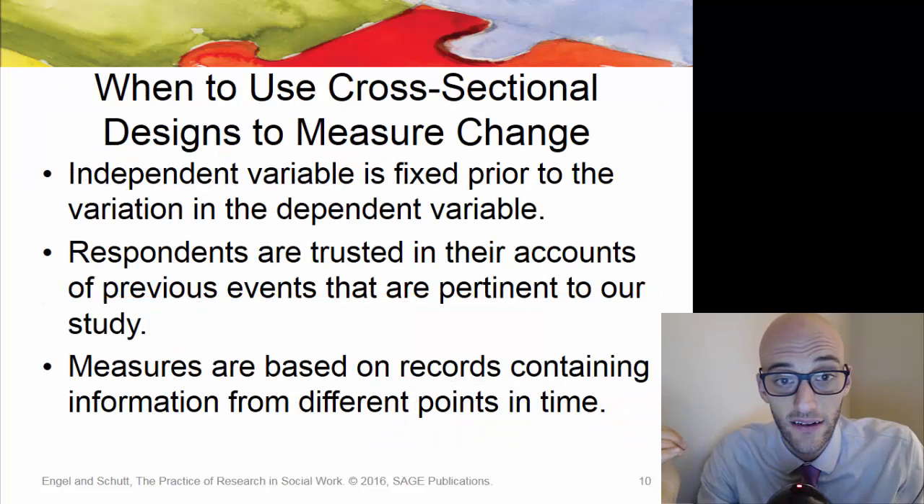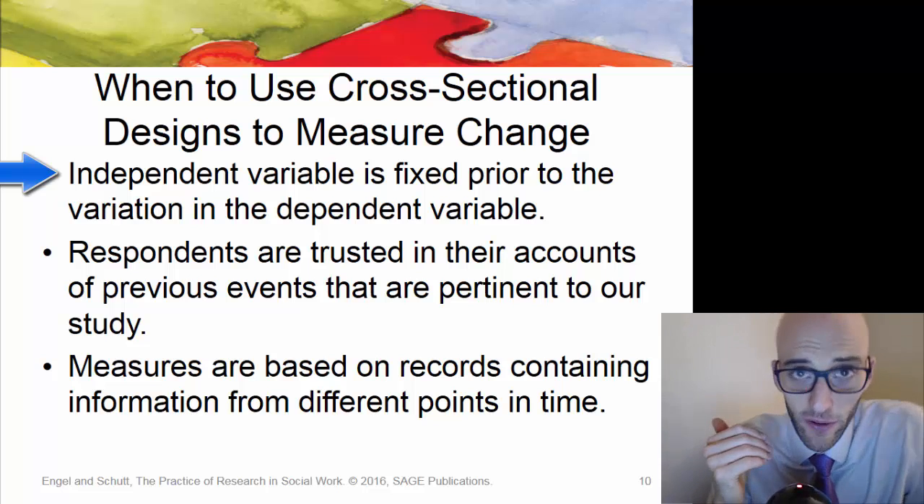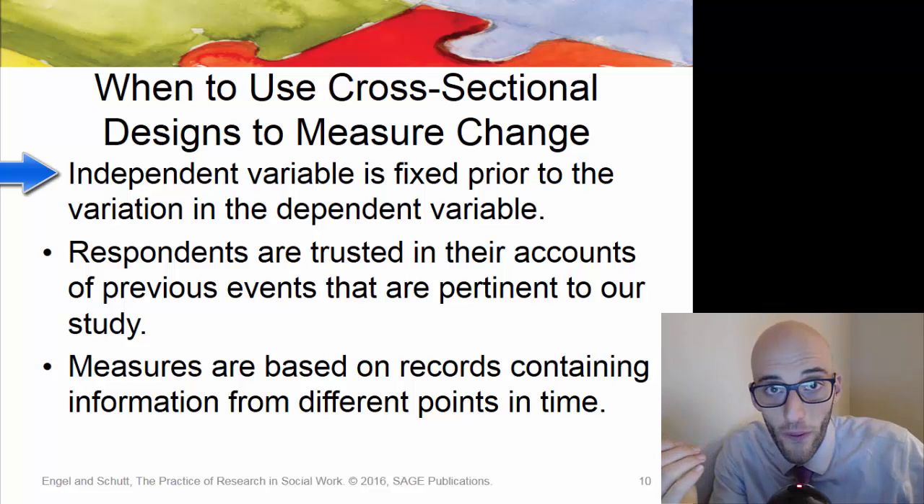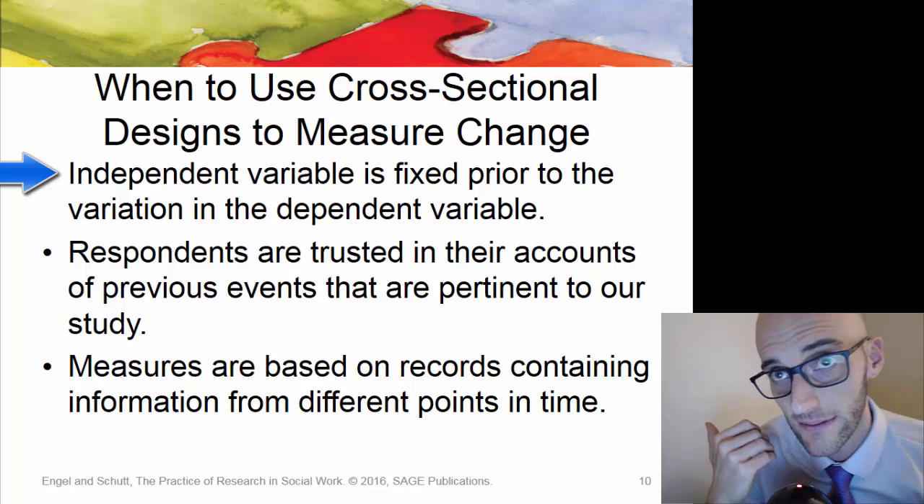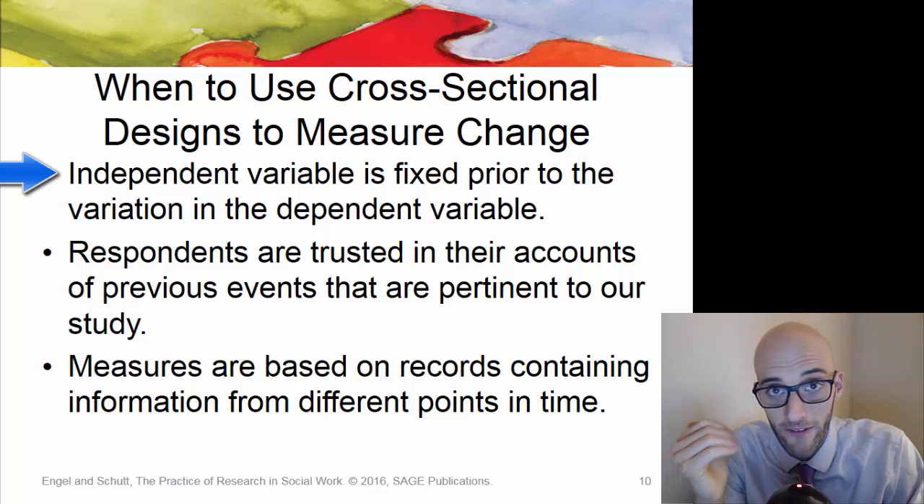So you'd use cross-sectional if the independent variable is fixed prior to the variation in the dependent variable. So maybe the independent variable is era served, like if we're working with veterans looking at OIF, OEF veterans versus Vietnam era versus Korean versus World War II. That's where the independent variable is fixed.